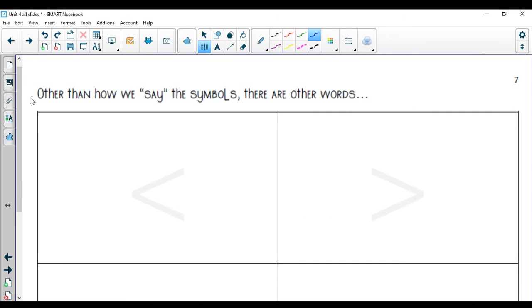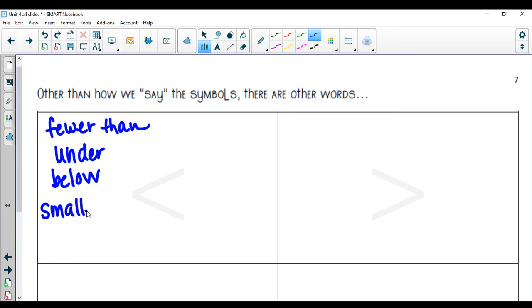Other than how we say the symbol, there are some other words. So when we talk about less than, we're going to see fewer than. We might see the word under. We might see the word below. We might see the phrase smaller than. We might even see the words lower than. And you can have all sorts of different takes on these words, but those are kind of the majority.